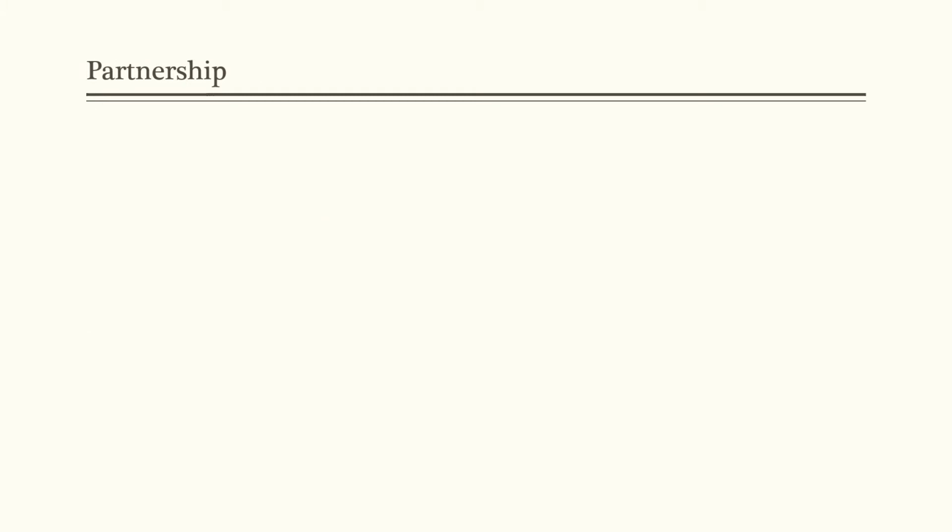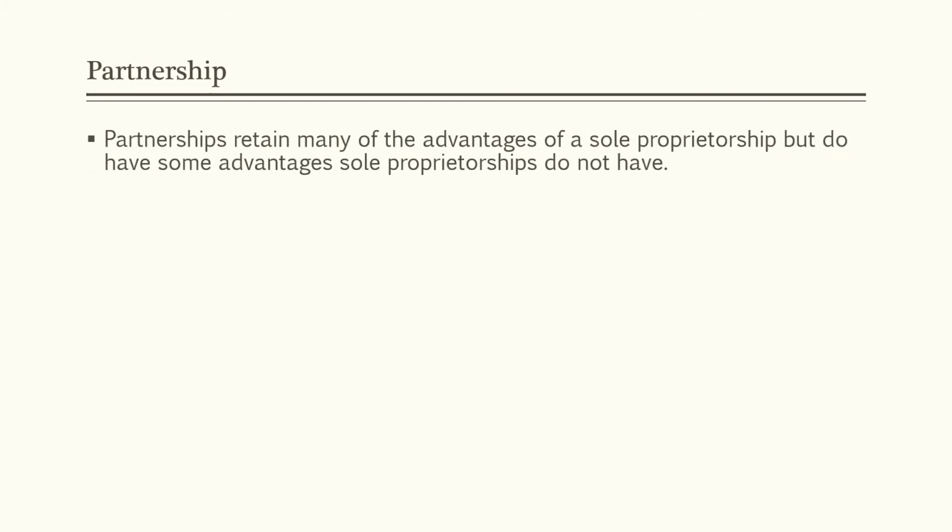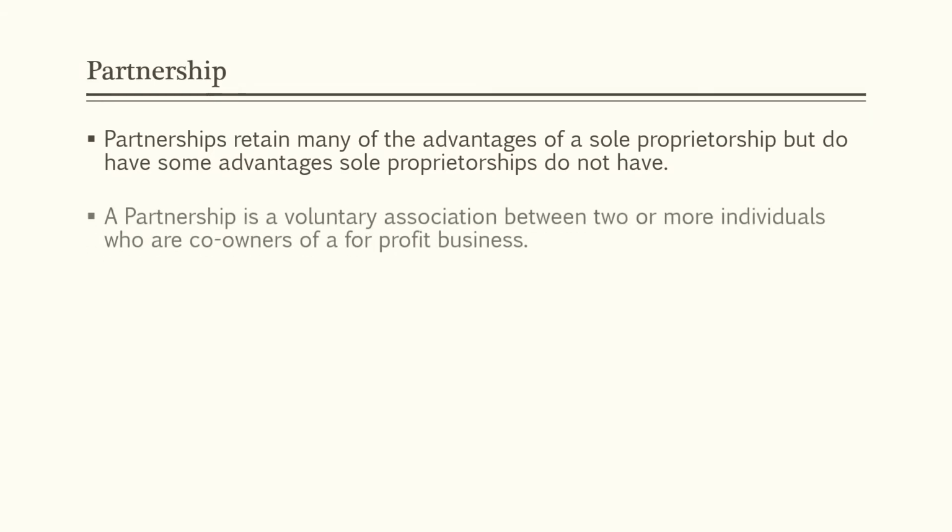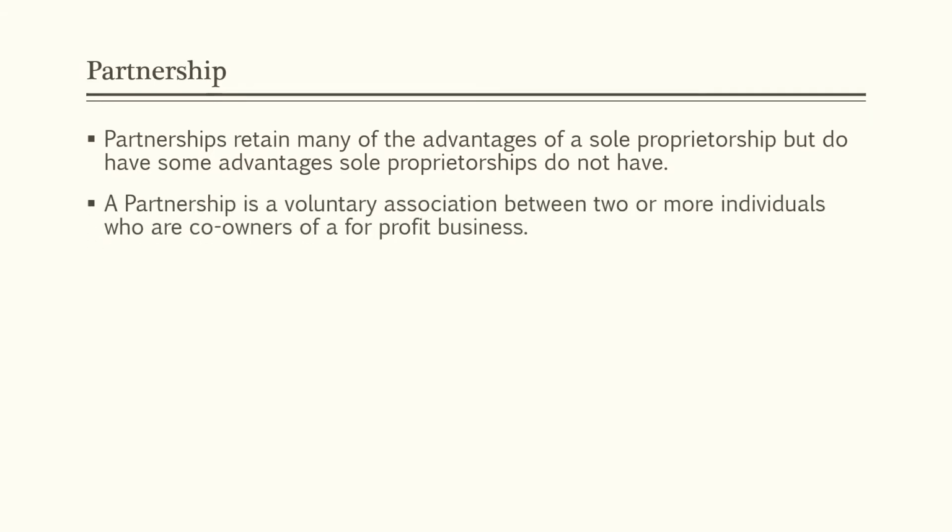The next form of business organization is the partnership. Partnerships retain many of the advantages of a sole proprietorship, but do have some advantages sole proprietorships do not have. A partnership is a voluntary association between two or more individuals who are co-owners of a for-profit business. Each partner is an agent of the business.